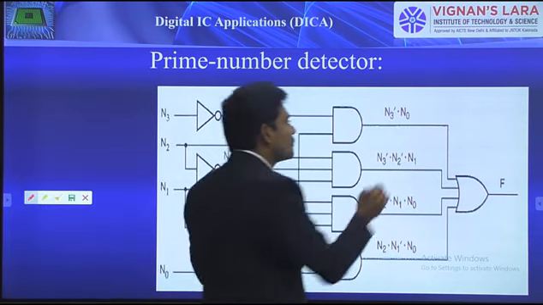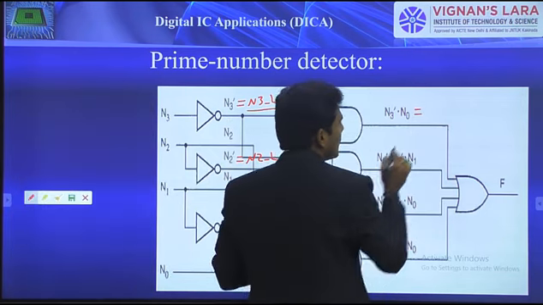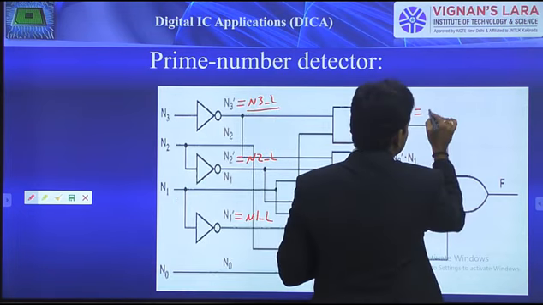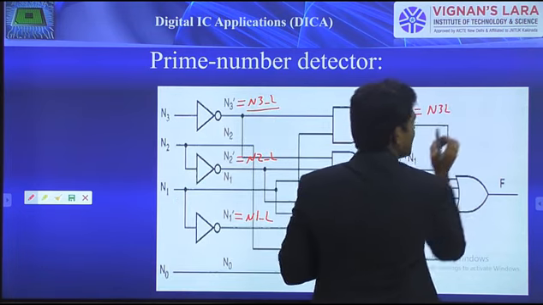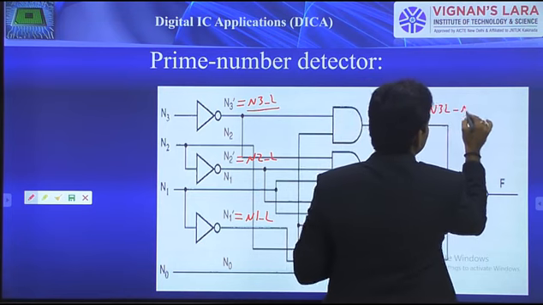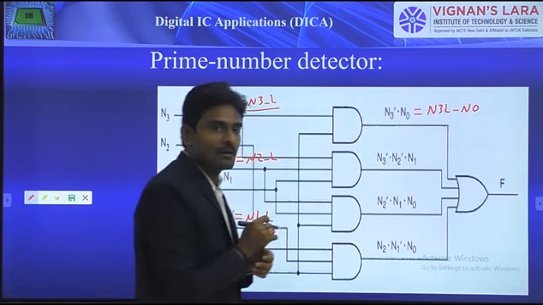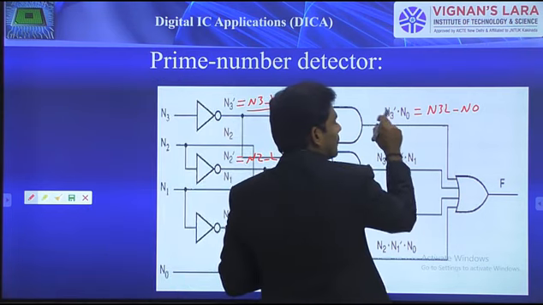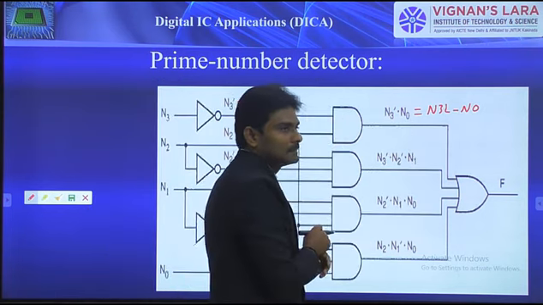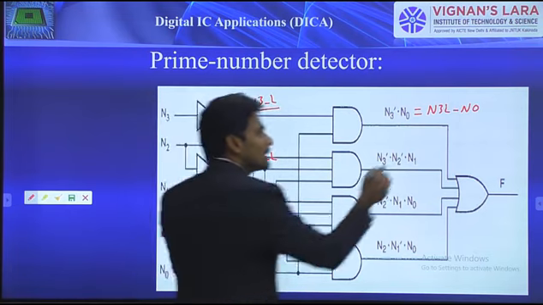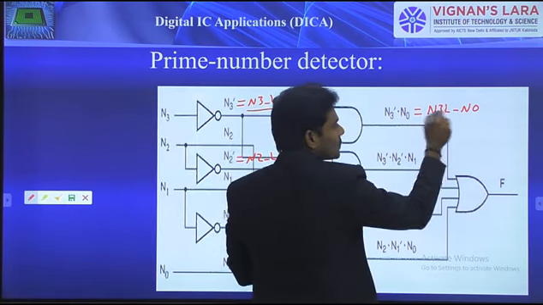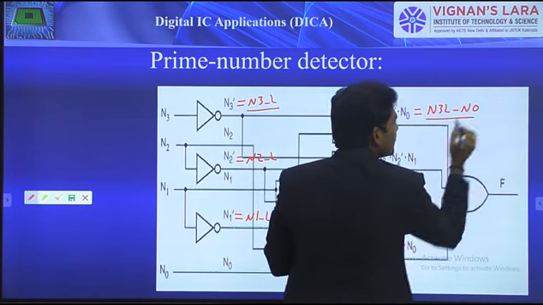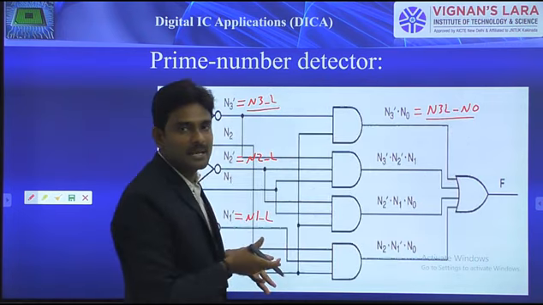Coming to the second one, this one has N3 bar and N0. Because of that, I am writing it as N3L_N0. That is the signal name that I am mentioning. N3 bar is nothing but N3L. Here I mentioned N3_L, but here I consider two underscores, so you may get confused because of N3L_N0. That is the signal name I assign.